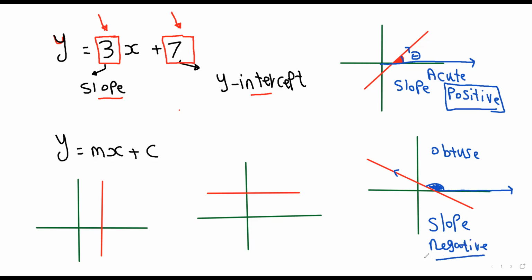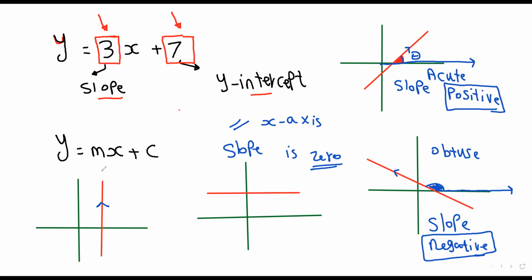Okay. If the line is parallel to x-axis, so here the slope equals what? The line parallel to x-axis. The slope is 0. And if the line is parallel to y-axis, the slope will be undefined.